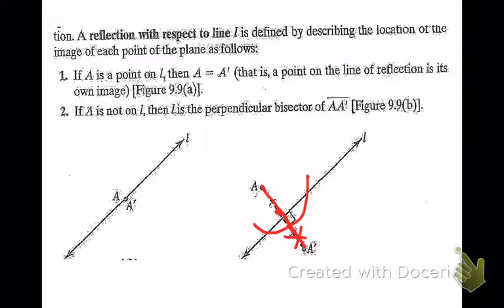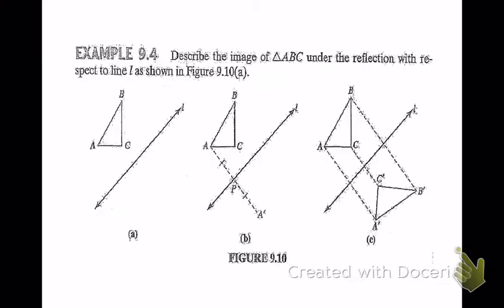So in example 9.4, describe the image of A, B, C under a reflection with respect to the line L as shown. Alright, so what you're going to do, let's see what I have in your notes. Okay, so on B, you want it to end up looking like C. So on line B, you need to do that 90-degree construction. Go ahead and do that.